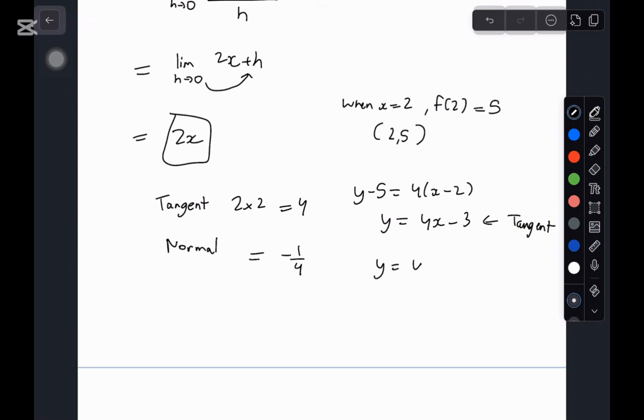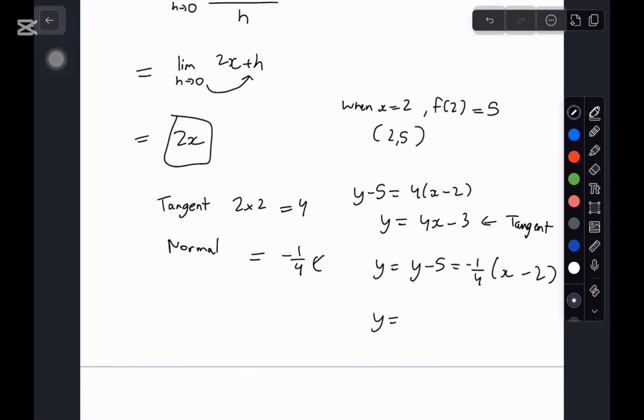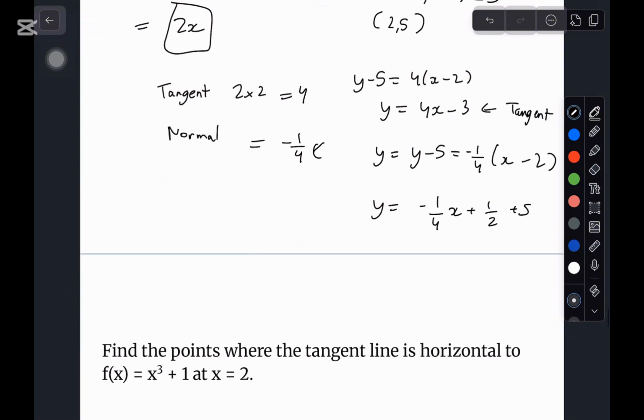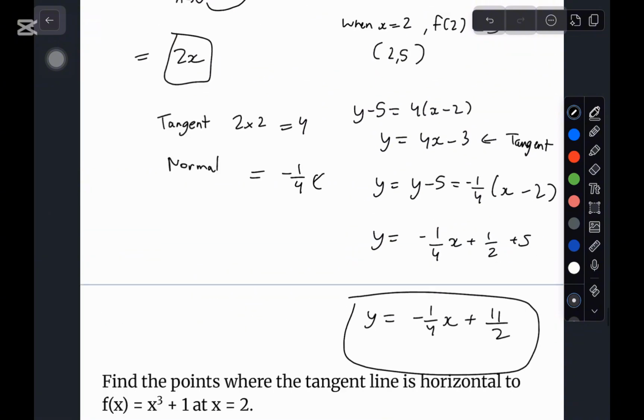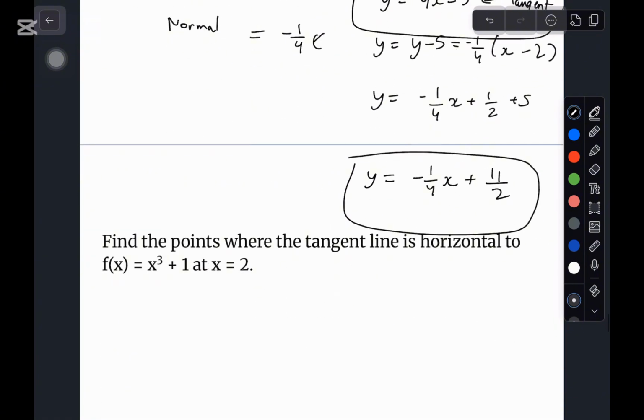To find the normal equation, we just do the same thing again, y minus 5 equals, but we use this gradient, negative 1 over 4, times x minus 2. So the final answer, y equals negative 1 over 4 x plus 1 over 2 plus 5. So final answer, y equals negative 1 over 4 x plus 11 over 2. This is the normal equation, and this is the tangent equation.